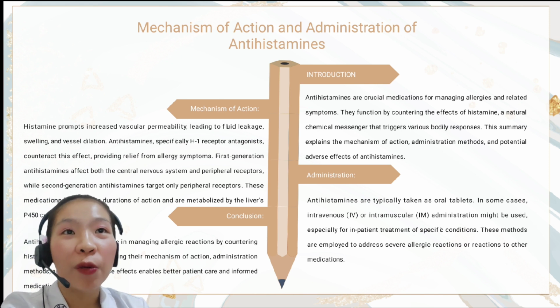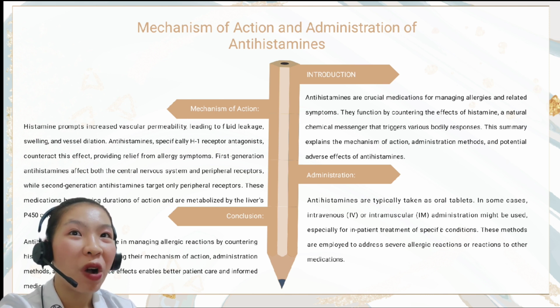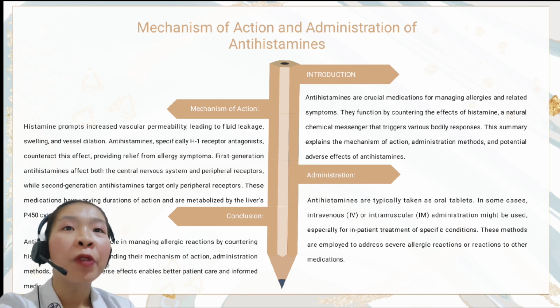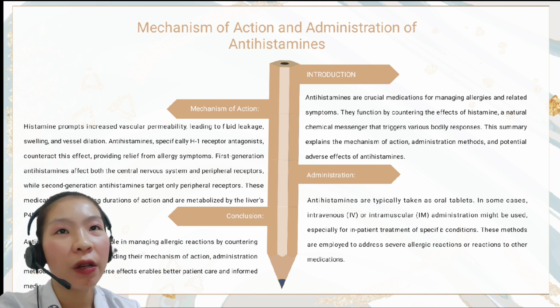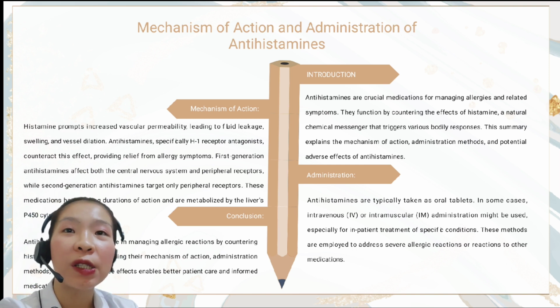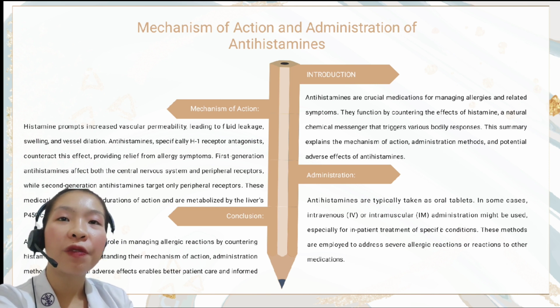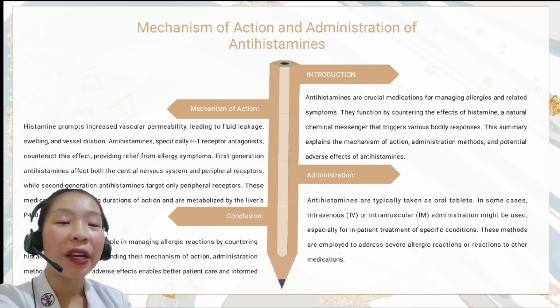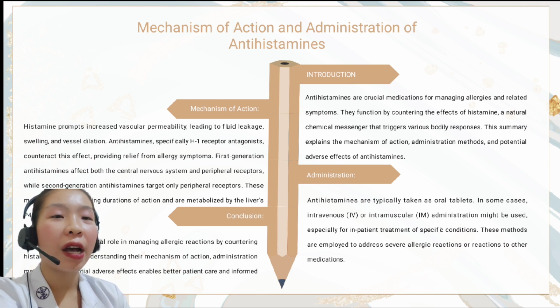And now let's proceed to our mechanism of action. Histamine prompts increased vascular permeability, leading to fluid leakage, swelling, and vessel dilation, the widening of the vessels. Antihistamines, specifically H1 receptor antagonists, counteract this effect, providing relief from allergy symptoms. But that also depends, it could be a short-term or a long-term effect. It depends on the consumption. First generation antihistamines affect both the CNS, our central nervous system, and the peripheral receptors. These medications have varying durations of action and are metabolized by the liver's cytochrome P450 system. There are terms here that we are not familiar with, but don't worry, I will try to address that one.